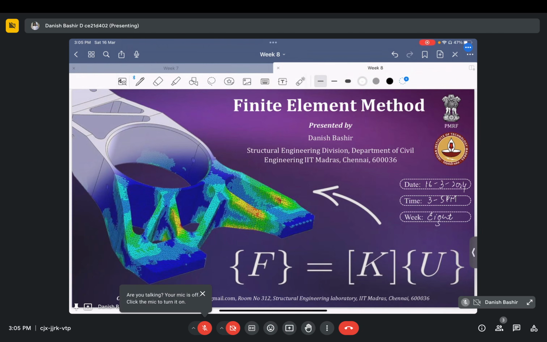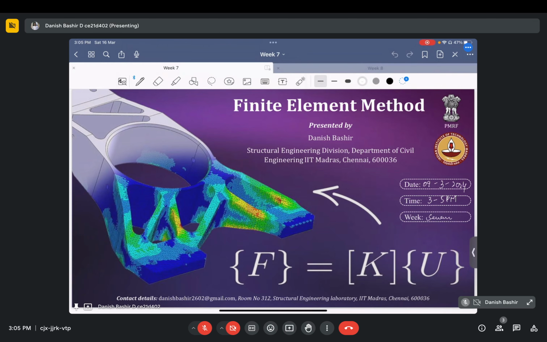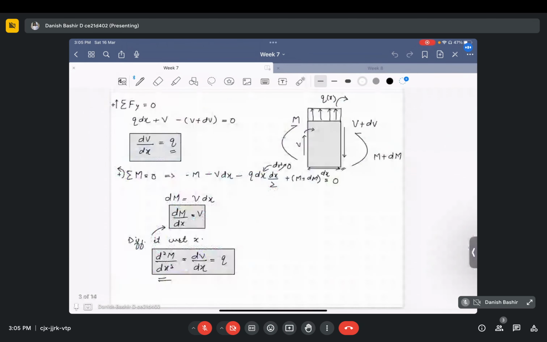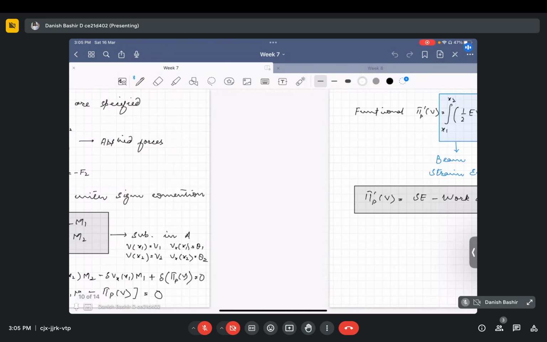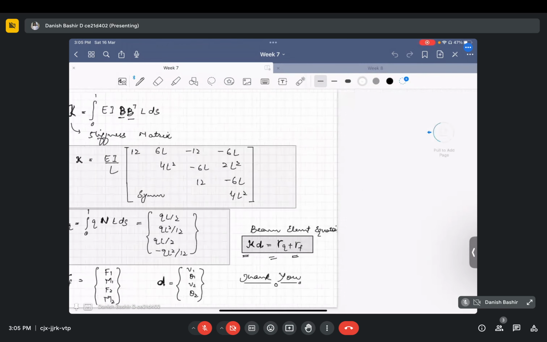In the last week, that's week number 7, we were studying how we deduce the formulation for the element equations of a beam element. In last class, I completed that module wherein we saw the complete element equations for a beam element.